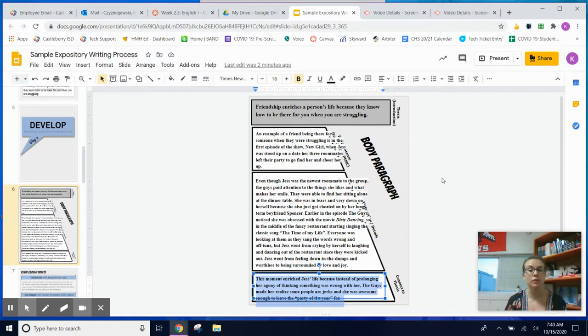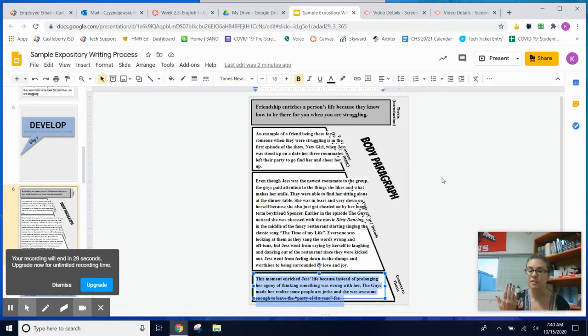You could literally use the words from this example, friendship enriches a person's life because blah, blah, blah. And you actually explain how this example proves that your thesis statement is true. You're driving the message home, using your example, tying it all together so that you have a focused and coherent body paragraph.